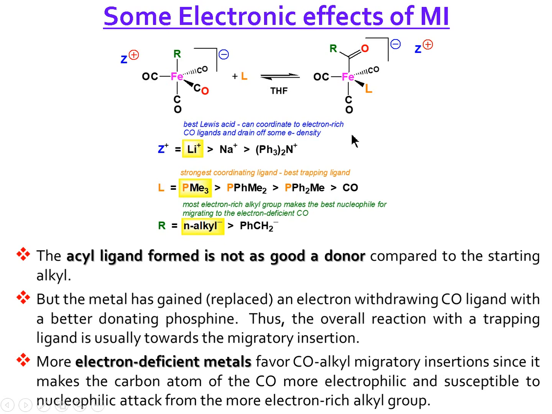As we said, when the metal center is poor in electron density, the carbon of the carbonyl bound to M is more electrophilic, so nucleophilic attack is favored from the more electron-rich alkyl group.